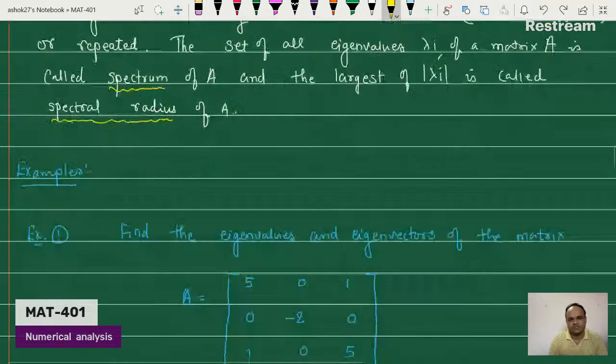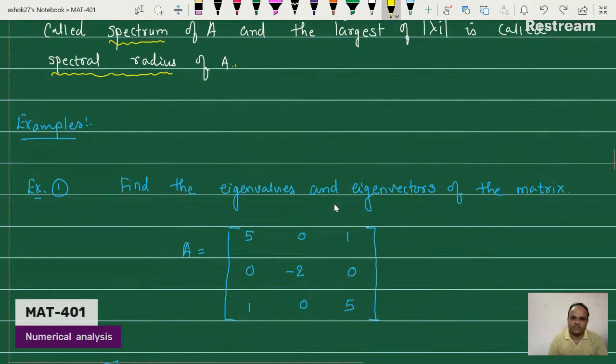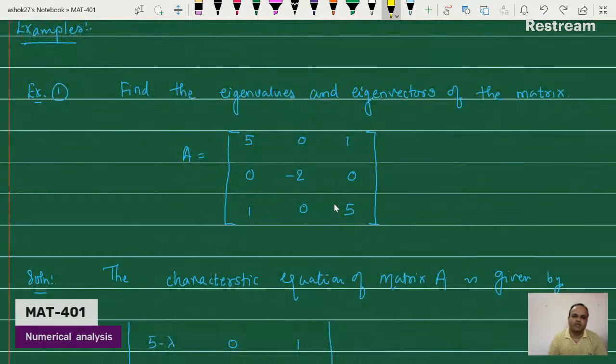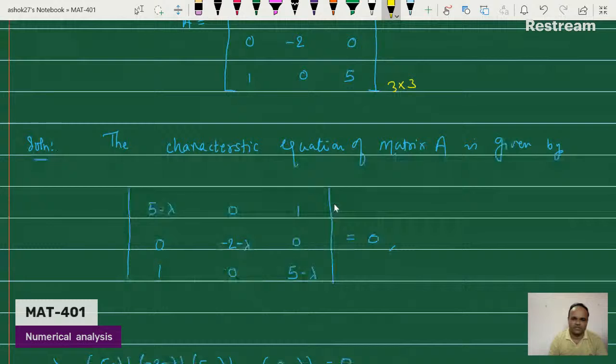So next we will solve one problem in which we will find eigenvalues and eigenvectors for a given matrix. Let us take A, which is a 3 cross 3 matrix. Suppose it is 5 0 1, 0 minus 2 0, 1 0 5. The characteristic equation of matrix A is given by, as we have already seen, the determinant of A minus lambda I equal to 0. So this is the characteristic equation of matrix A, where I is the identity matrix.